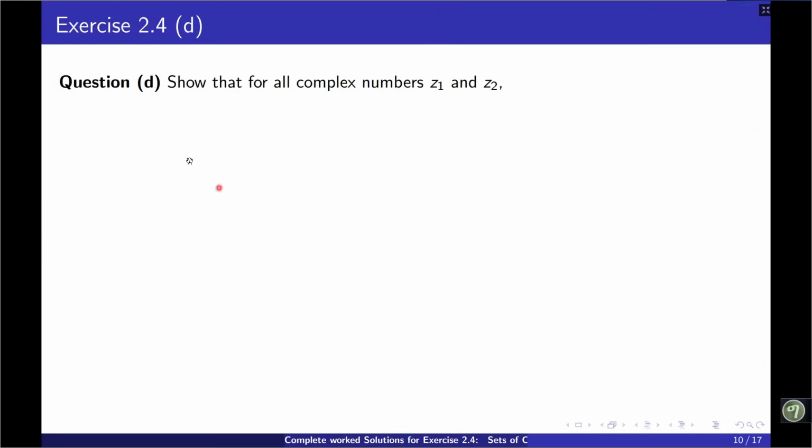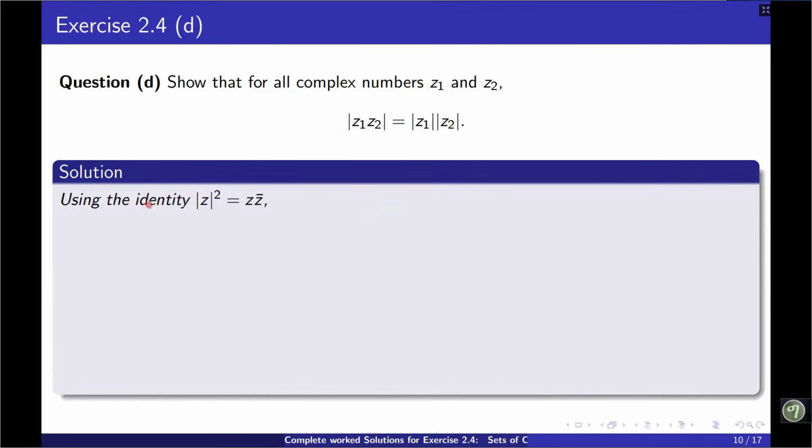Okay, question number 4. Show that for all complex numbers z1 and z2, the norm of z1 times z2 is equal to the norm of z1 times the norm of z2. That means the norm of the product of two complex numbers is the same as the product of the norms of the individual complex numbers.